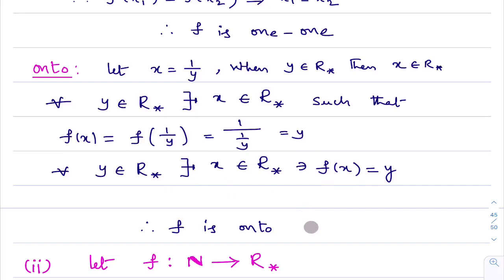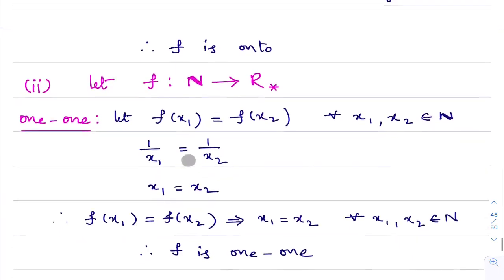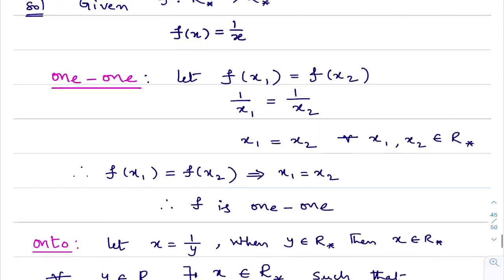A little confusing, but try to understand the definition of onto function. What is the definition of onto function? For every element in the codomain set, there exists at least one preimage in the domain set. So the same thing I said here, right? I took one element in the codomain. I said there exists one element in the domain set such that f of x equal to y. Therefore, f is onto.